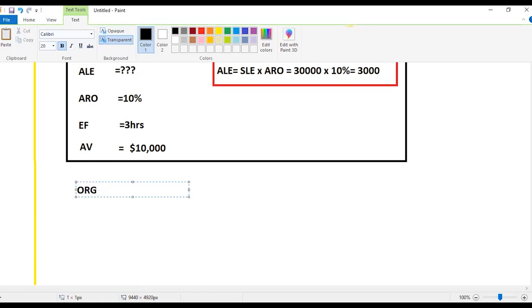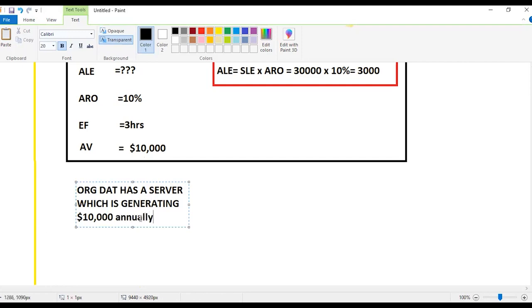We have an organization that has a server which is generating $10,000 annually. So this is the profit which you are making annually through that server.